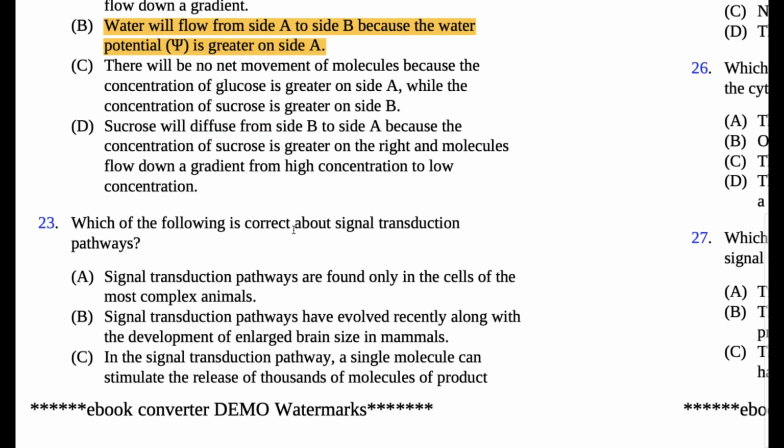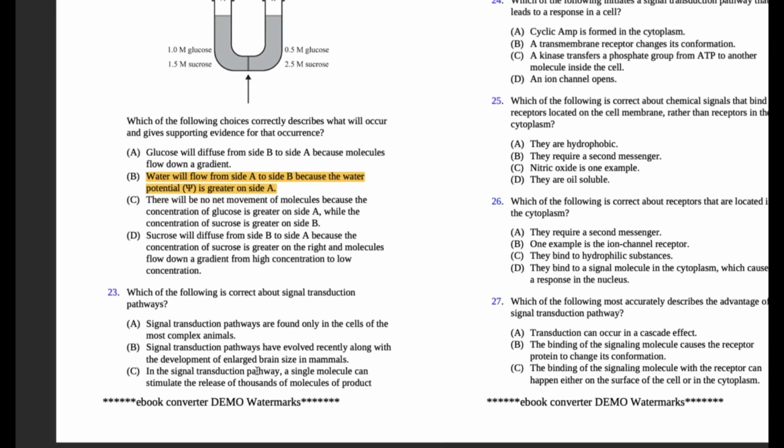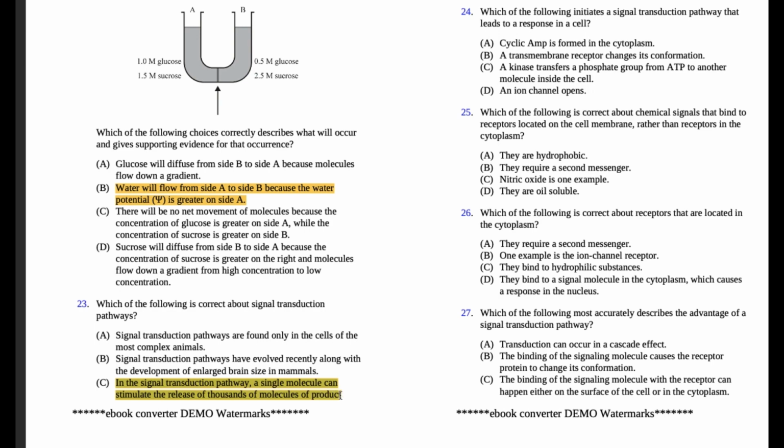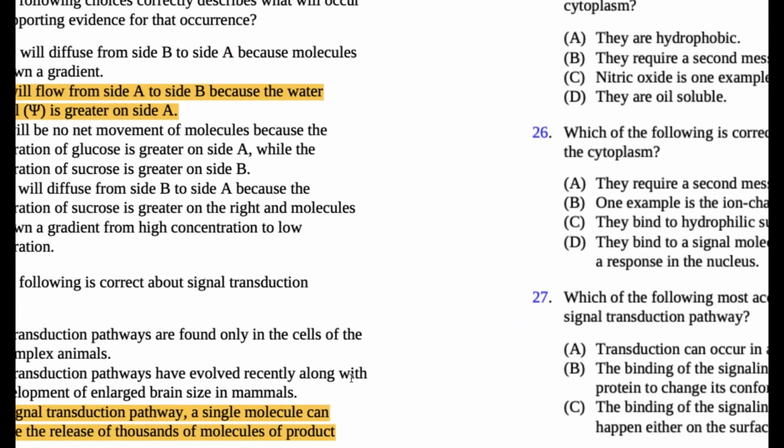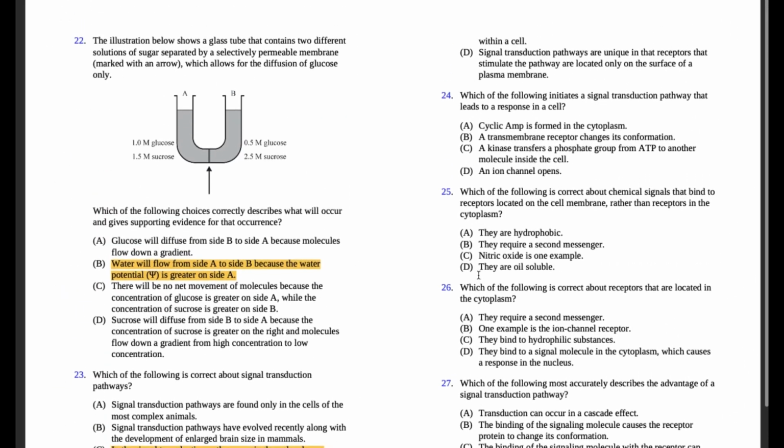Which of the following is correct about signal transduction pathways? Are found only in the cells of the most complex animals? No, it's also present in plant cells. Signal transduction pathways have evolved recently along with the development of large brain size in mammals? No. Once again, it is present in plant cells. In the signal transduction pathway, a single molecule can stimulate the release of thousands of molecules of products. This is actually what we're talking about, right, within a cell. And that's the amplifying function of this transduction process.